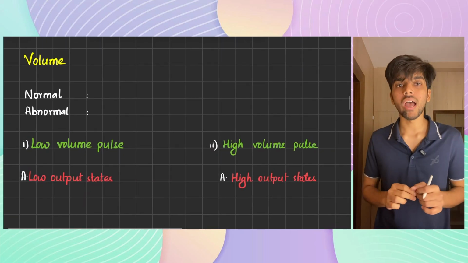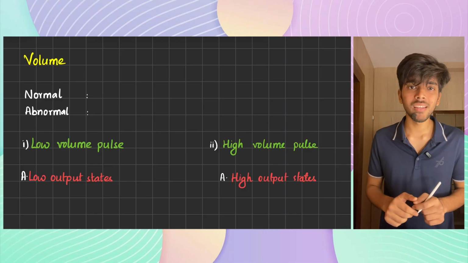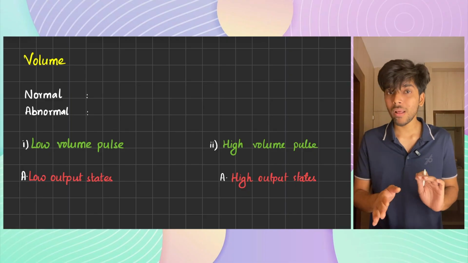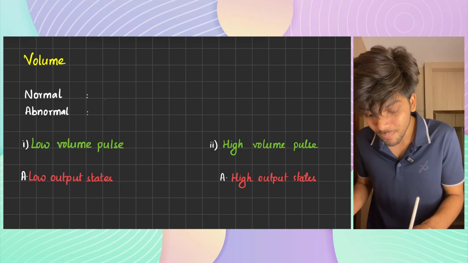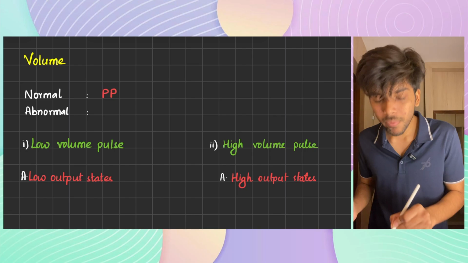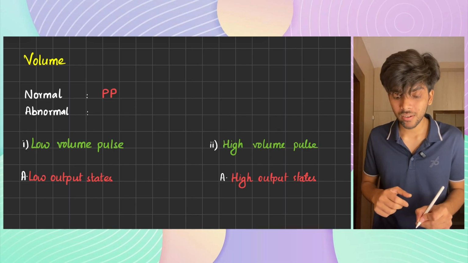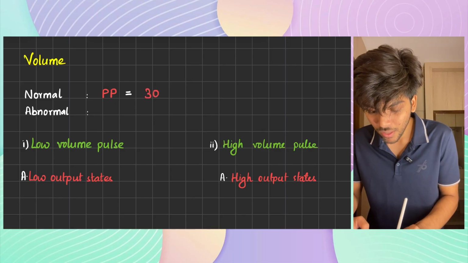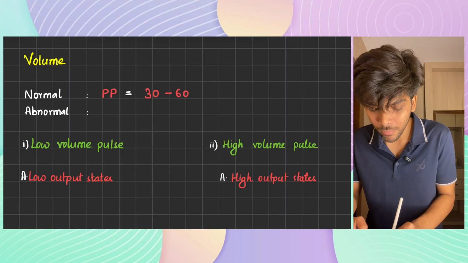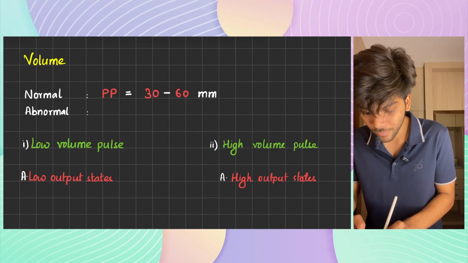Up next, we have the volume of pulse. The volume of pulse is actually assessed by taking blood pressure, right? Not by palpating, but by taking blood pressure. So what you find out is the pulse pressure. Pulse pressure is systolic blood pressure minus diastolic blood pressure. And the normal pulse pressure is within the range of 30 to 60 mm of Hg.